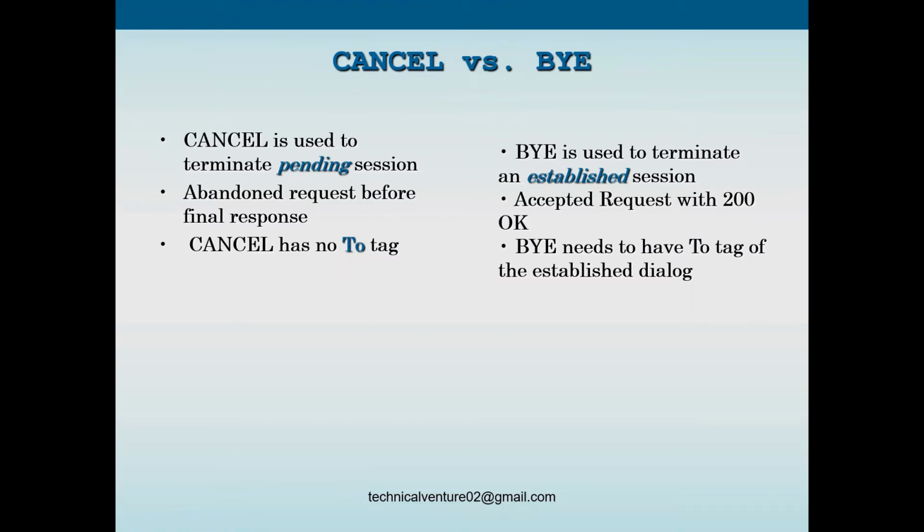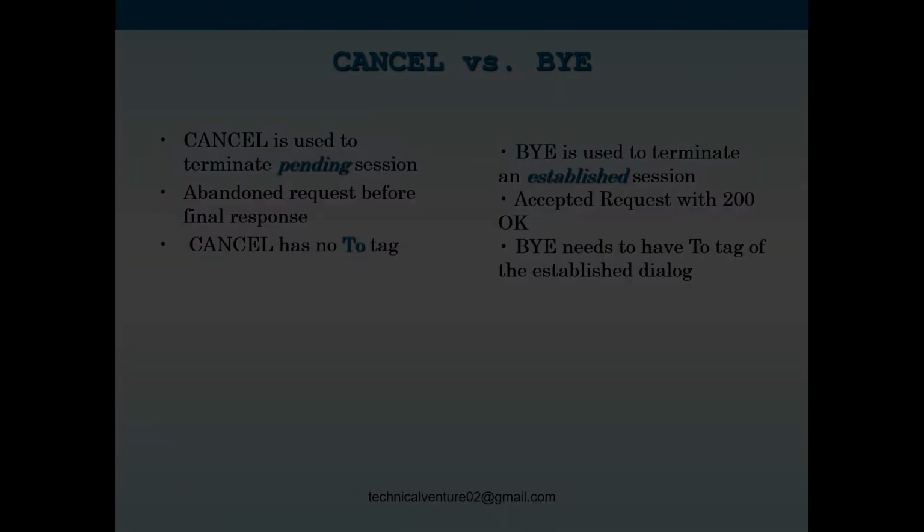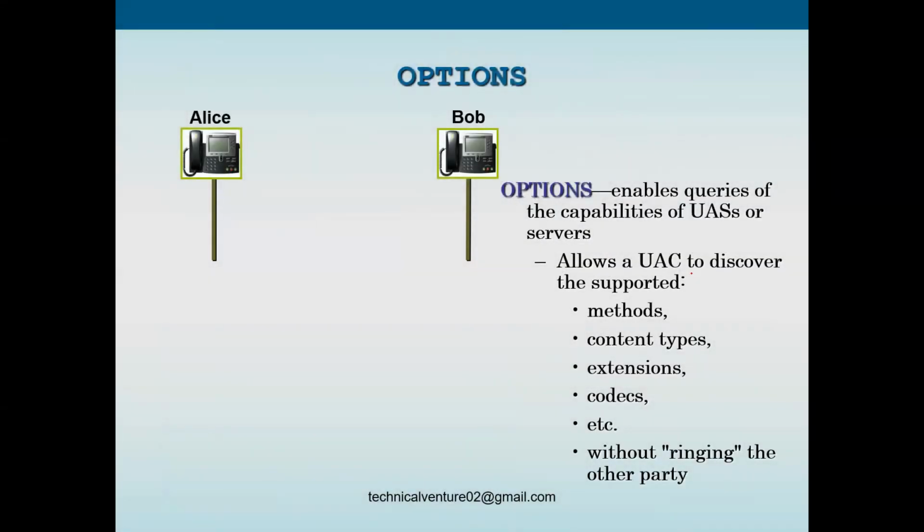So earlier we discussed the cancel and the bye request in our previous slides. Then the next thing is the OPTIONS message. Let's discuss this. The OPTIONS header will just enable queries of the capabilities of the user agent server, the UAS or server.